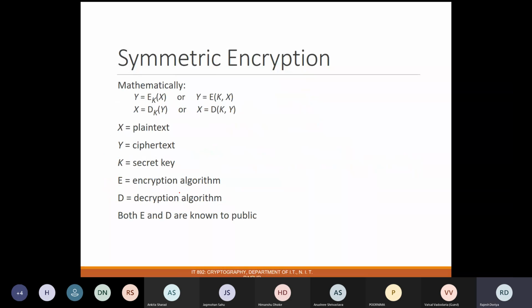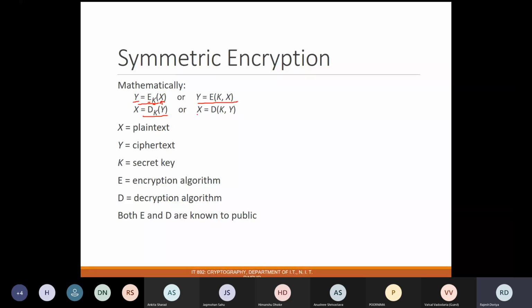Then this is how we denote them mathematically. This is the process of encryption. E over here is nothing but the encryption, K is the key and X is your plain text. So when we apply any encryption algorithm over a plain text X with a key K, the output which we get is your ciphertext. This is how you can denote the whole encryption process mathematically. This is one way and this is the other way, but both represent the same thing.